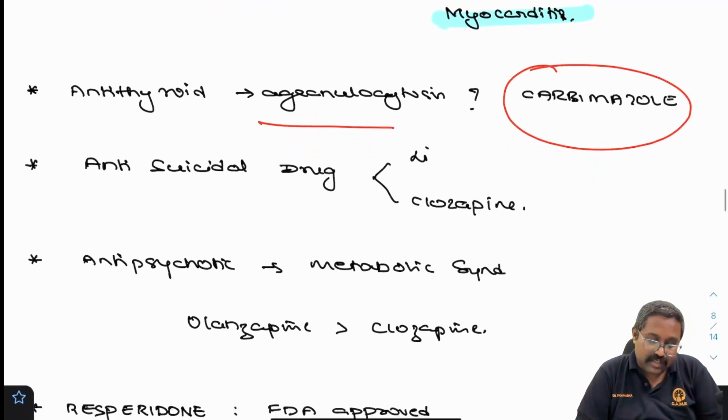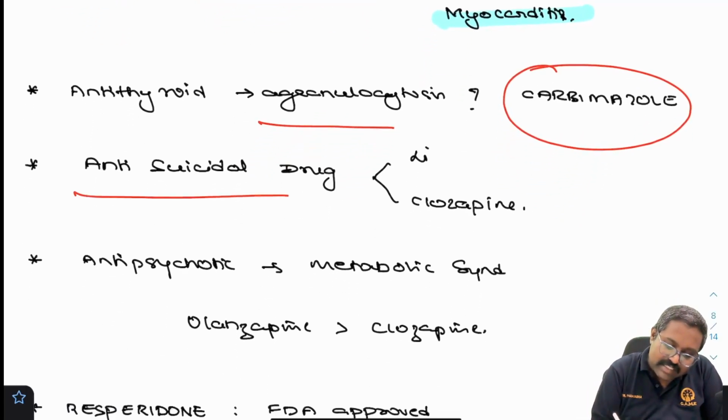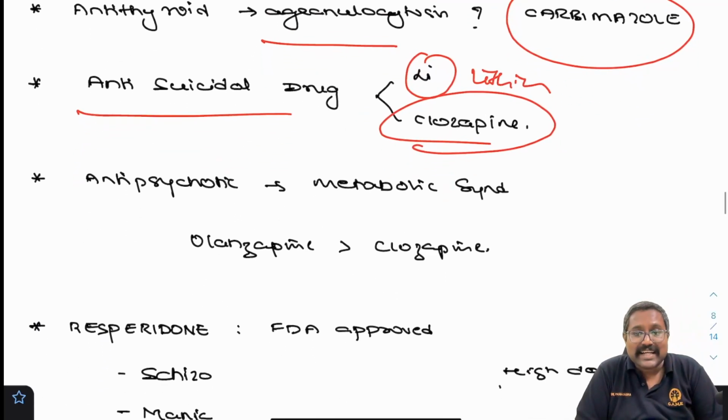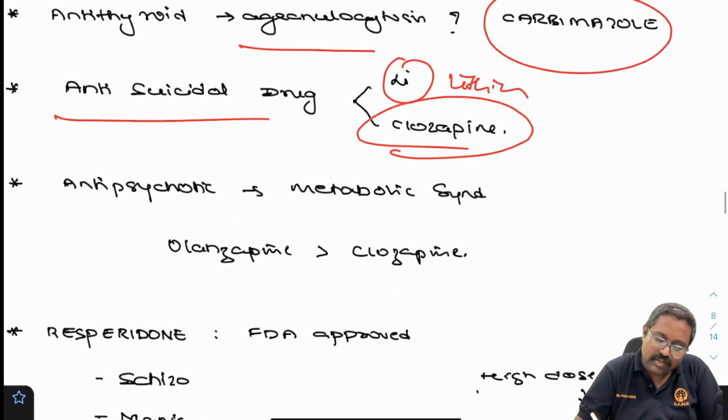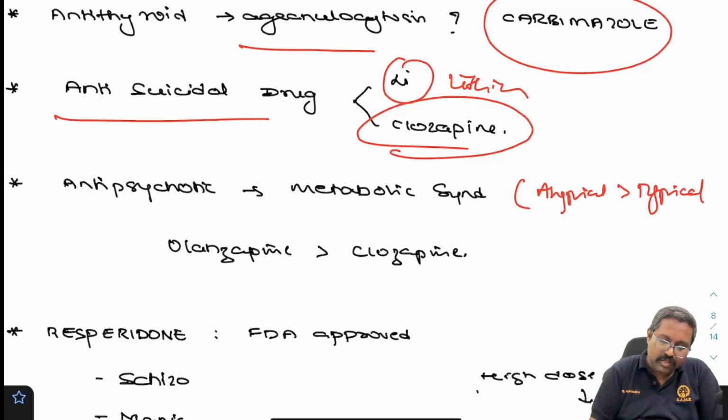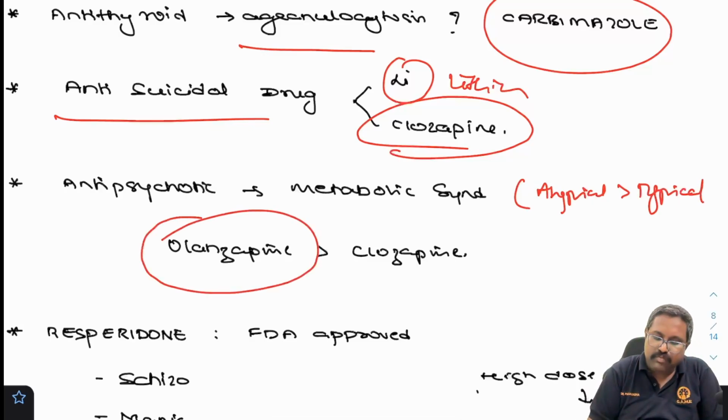So which are the drugs regarded as anti-suicidal drugs? One is lithium, that is lithium is an anti-suicidal drug, and the clozapine; they decrease the tendency of suicide. So which is the antipsychotic drug responsible for metabolic syndrome? Metabolic syndromes are seen more with the atypicals compared to the typical ones. Under the atypicals, olanzapine is more metabolic.